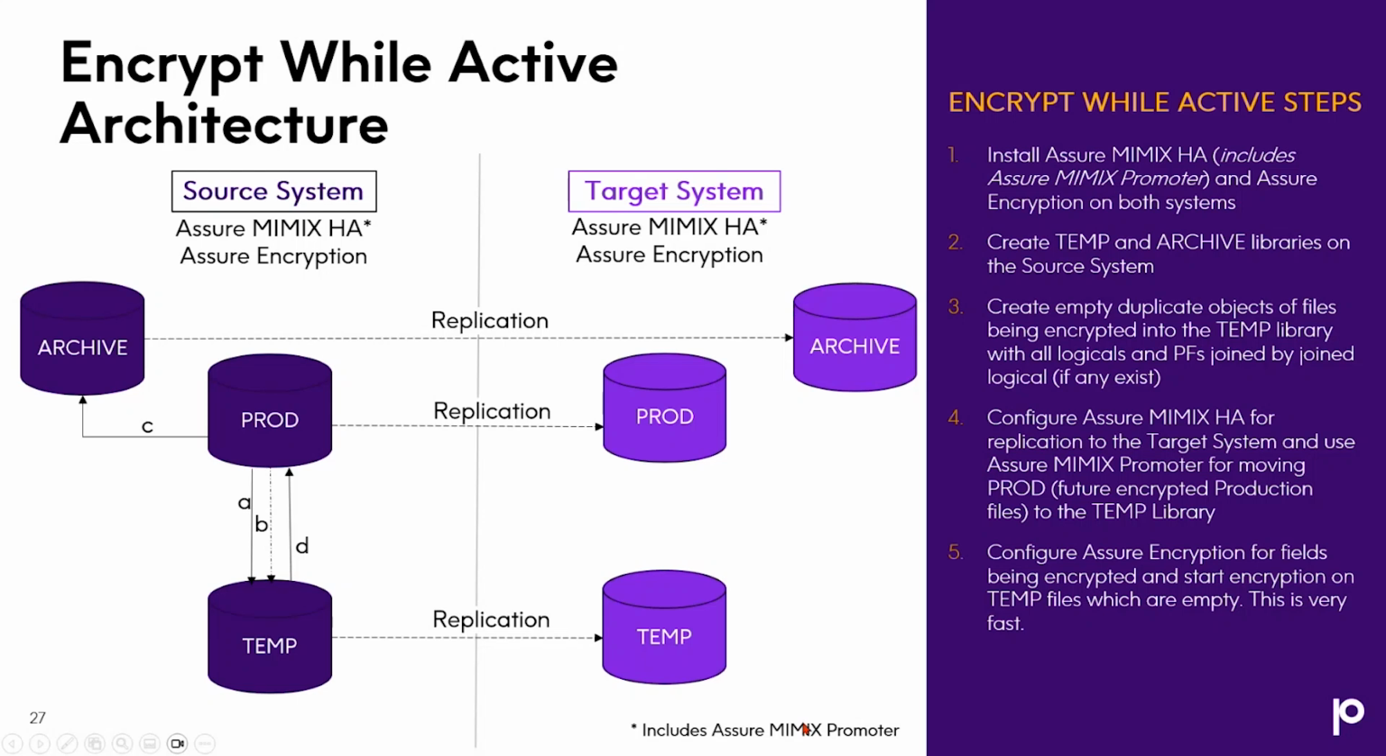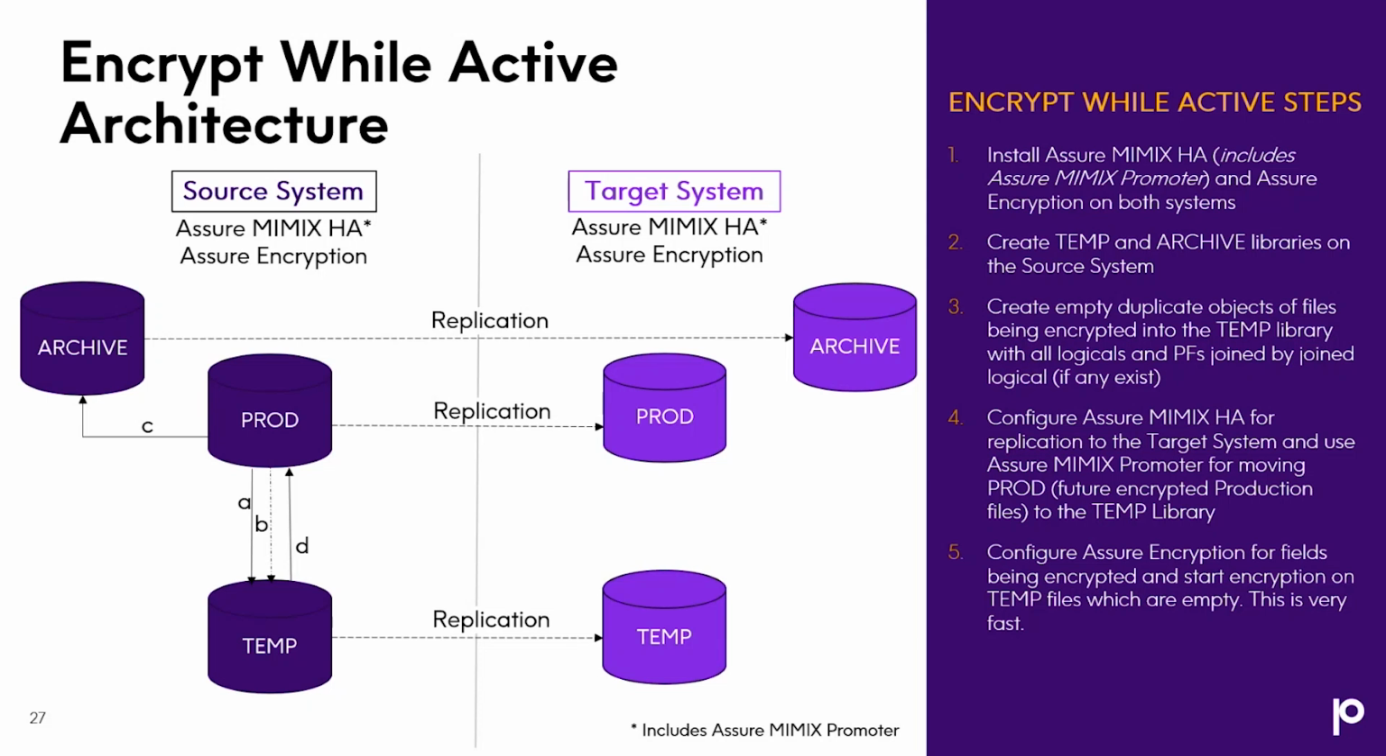So real quick, this diagram looks a little complicated, but it's actually pretty simple. If you're already running Mimics, you've got a production system, and we call it source over here on the left, target on the right. You're going to replicate your production, I'll call it database or libraries, over to your target system so that they're there for a failover for whatever reason, planned or unplanned. So what we do is we create two more libraries, one called archive and one called temp. And when I was talking earlier, when you take the production copy into a temporary library, that would be temp.